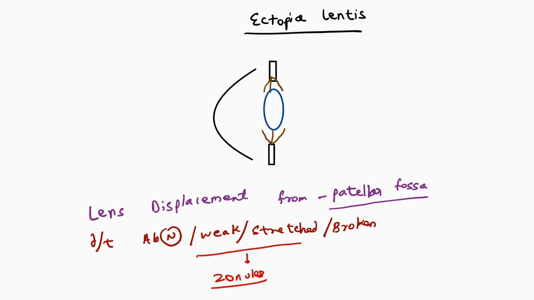See, this is the diagram which shows the basic concept of Ectopia lentis. Normally, the lens sits in the patellar fossa, held in place by zonules attached to the ciliary body. In Ectopia lentis, the lens is displaced from its normal position because the zonules are either absent, weak, stretched or broken.